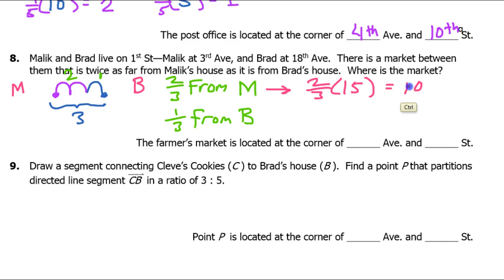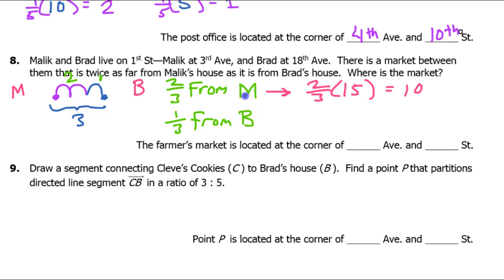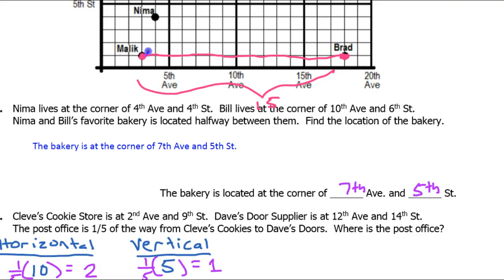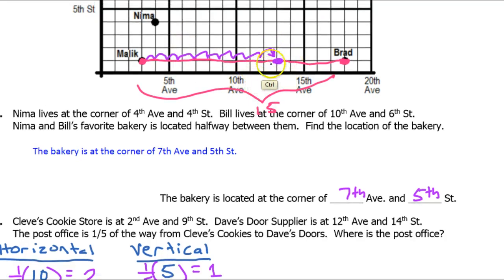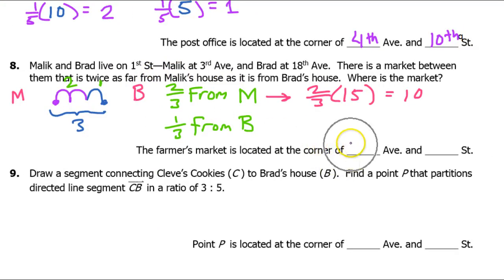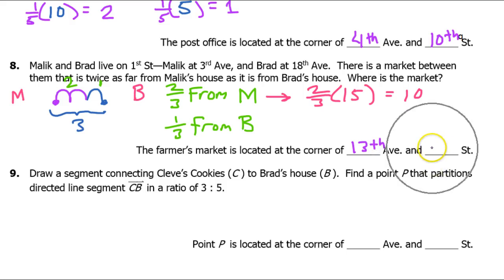So we need to go 10 spaces from Malik's house. And that should be 2/3 of the way. So here's Malik's house, and I'm going to go 10 spaces. So 1, 2, 3, 4, 5, 6, 7, 8, 9, 10. So this is where the store should be. Okay, so this is 13th Avenue. And of course, it is on 1st Street. The farmer's market is located on the corner of 13th Avenue and 1st.